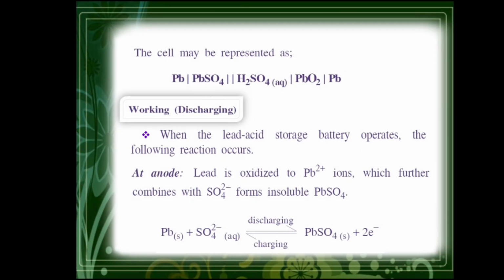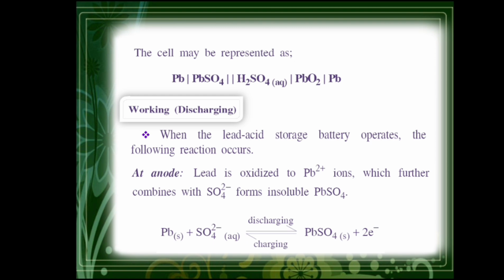This is the cell representation: Pb | PbSO4, that is the anode part, then double slash, H2SO4 aqueous, which indicates the electrolyte, and then PbO2 | Pb, which indicates the cathode part. So the cell representation indicates anode, electrolyte and cathode.